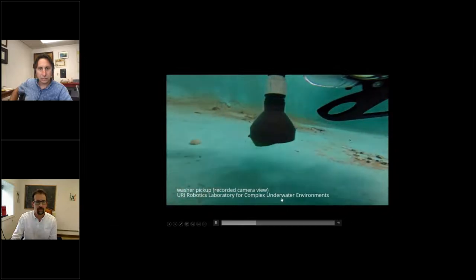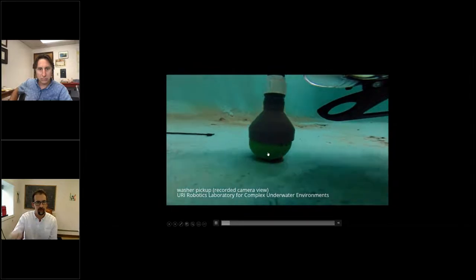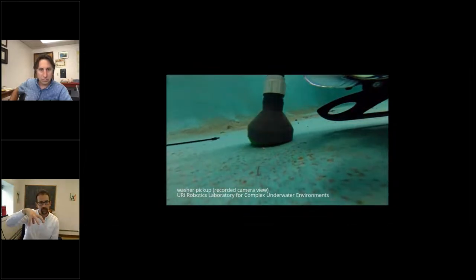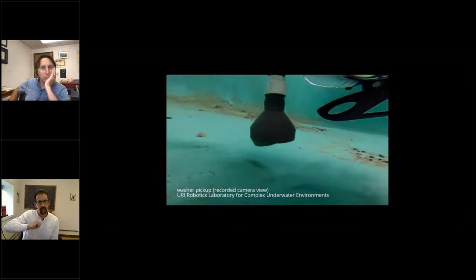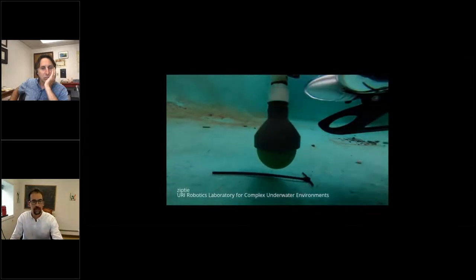Maybe I'll run through it twice, but basically from the beginning, what you can see is that it approaches in a sort of blown up shape, so it's compliant, and rests down onto that washer. It's going to shape itself around it, and then when you fly the ROV up off the ground, you've got it in hand, and then you can release it just by reversing that pressurization.